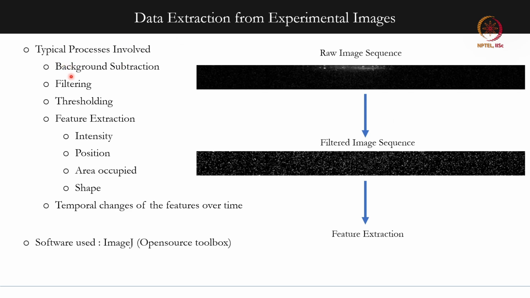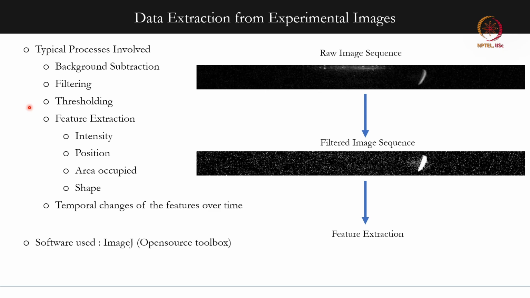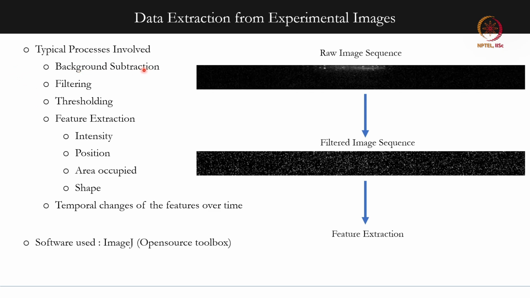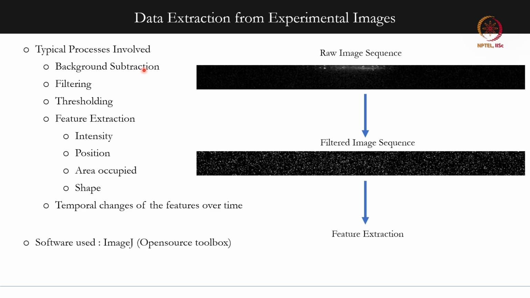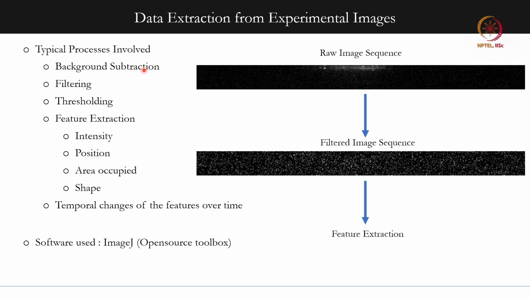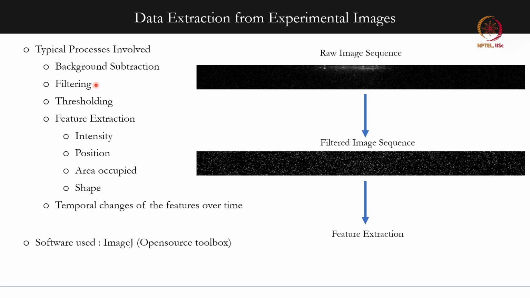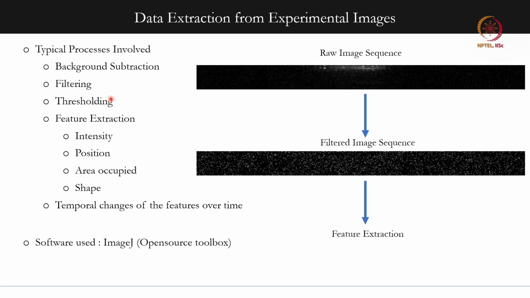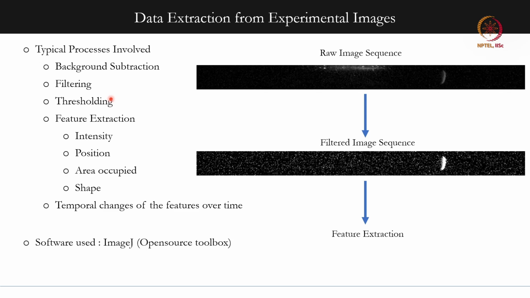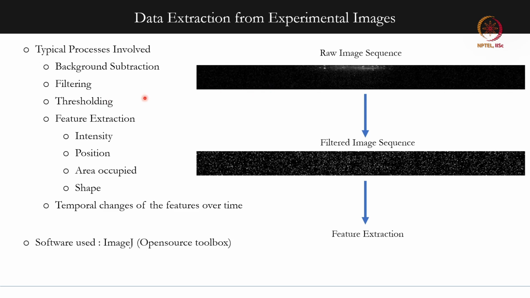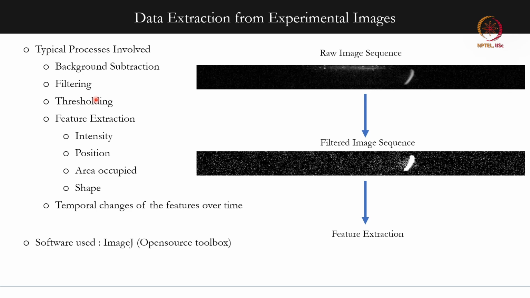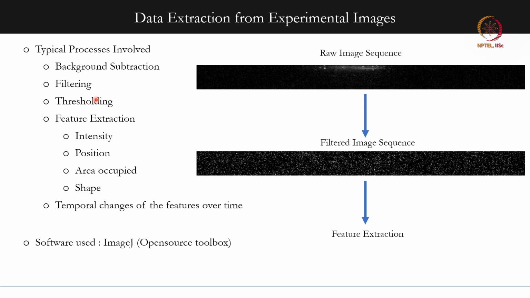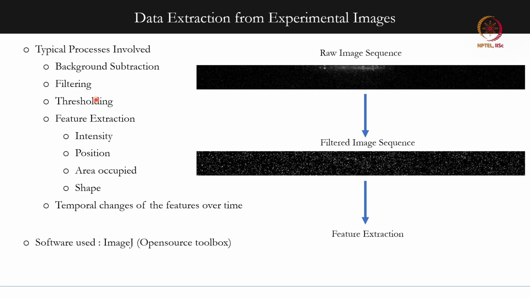And these are the processes that are typically involved. Since our image data is usually very noisy in nature, we need to do a background subtraction to clear out the background noise. Even then, we might have to do filtering so that we can increase the signal to noise ratio again. And then we do a process of thresholding where we basically convert this grayscale image, all these are grayscale images, into a binarized image where we only have 0 and 1. We don't have levels anymore from 0 to 255. We just have 0 and 1.